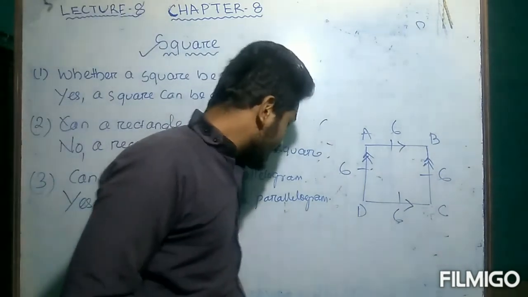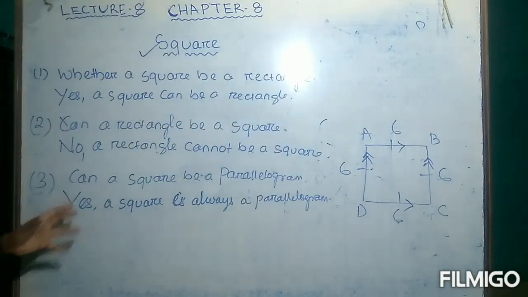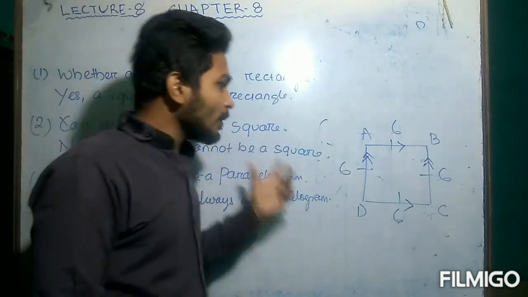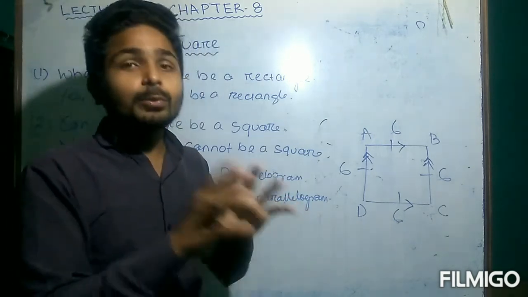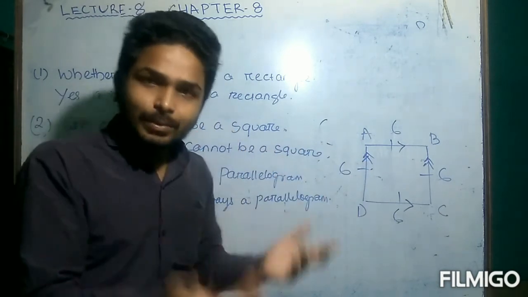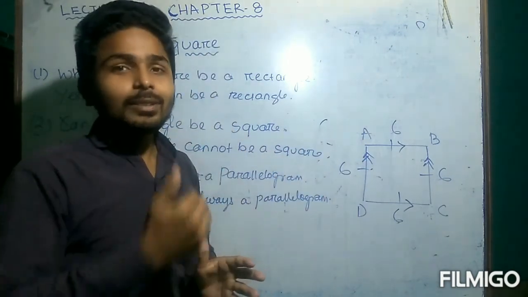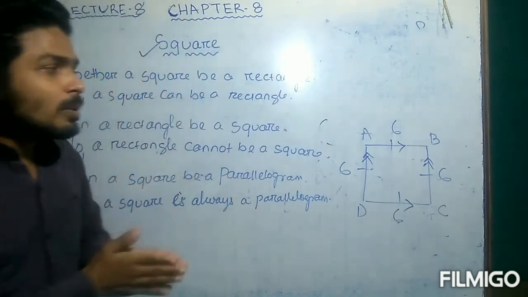Now you have understood. This is all about a square, and these are the three most important questions in examination. It may be asked whether we can write a square to be a parallelogram. You have to say yes, we can write. Whether we call a square a rectangle, yes, we can call. Whether we call a rectangle a square, no, we can't call. So you have to remember this.